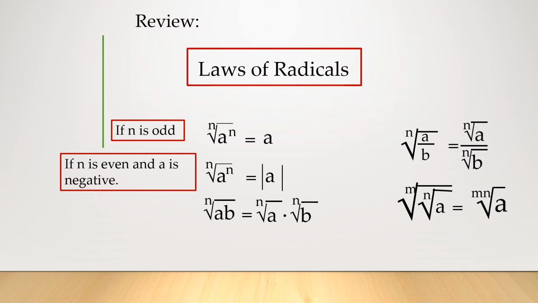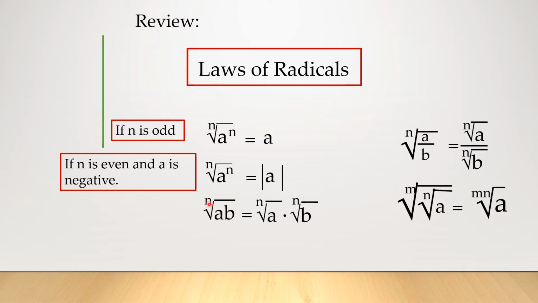If I have the nth root of a raised to n, that is equal to a if n is an odd number. But if n is an even number and a is a negative number, you need to get the absolute value of a. You notice here, the index and the exponent are the same, so the answer is simply the base.